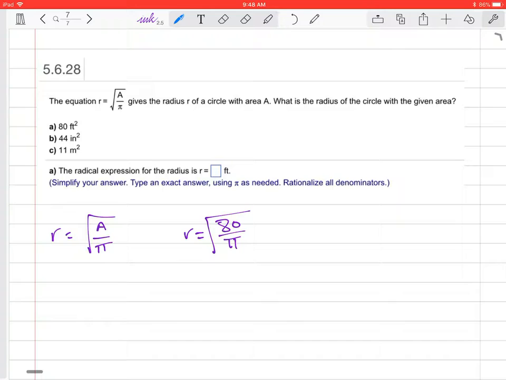Okay, and then there's a couple ways that I can do this too. But right now, I know that if I take the square root of 80, I can take the square root of 80 over the square root of pi. Okay, and let's see, we're going to have to simplify that.